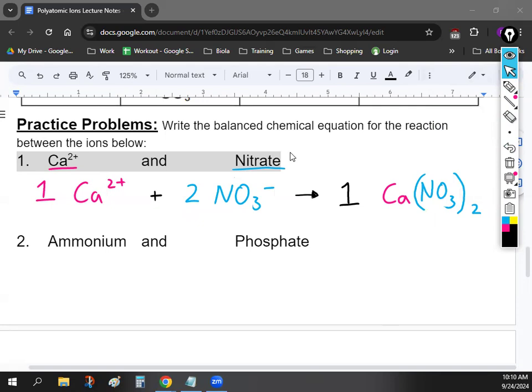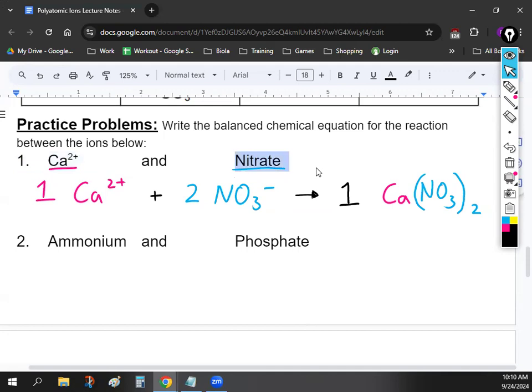All right, any questions on that first one? Hopefully it's not too bad. Again, it's the same thing. Just balance out the positive and negative energy. And then if you need multiple of this polyatomic, the new thing we just talked about, just put parentheses around it.